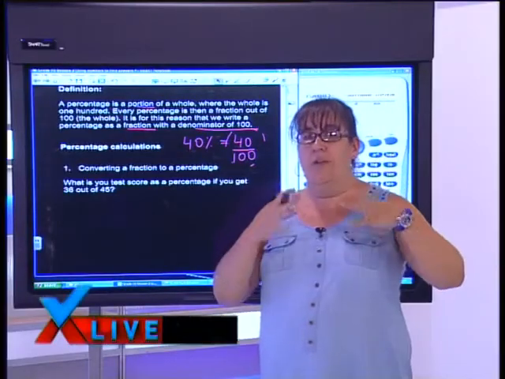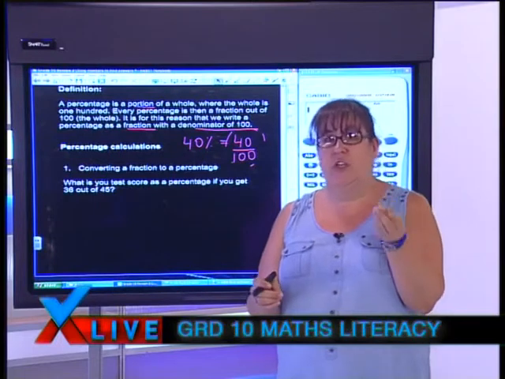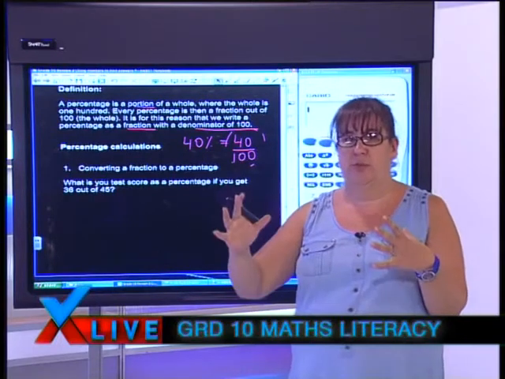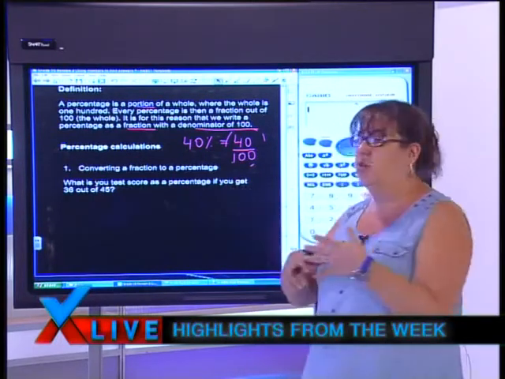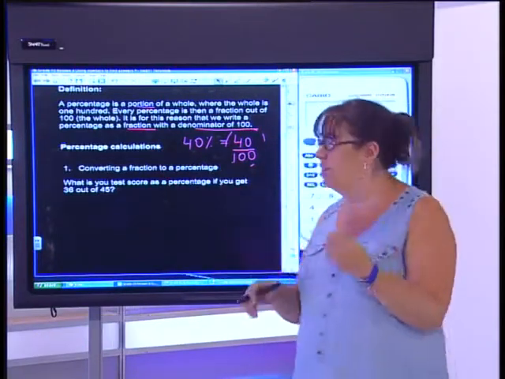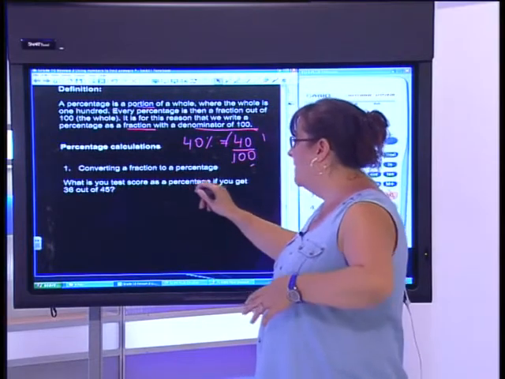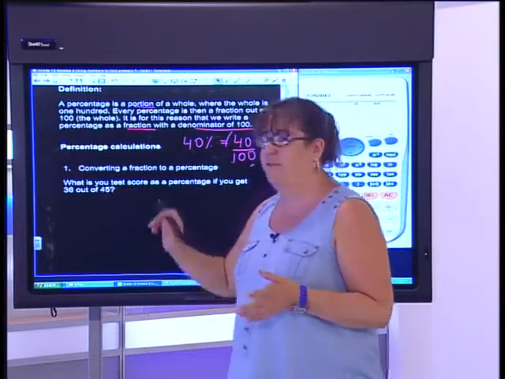There really are only a few ways that they can ask you percentage, and this is a skill that you're going to learn now that's actually going to take you through to matric. So the first thing I'm going to do is actually say converting a fraction to a percentage. So the question says, what is your test score as a percentage if you get 36 out of 45?